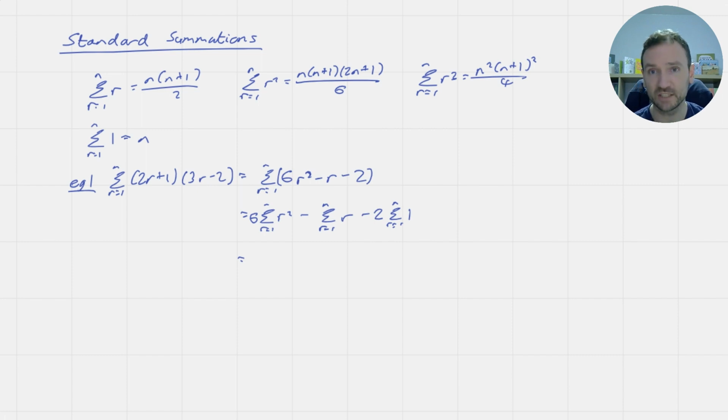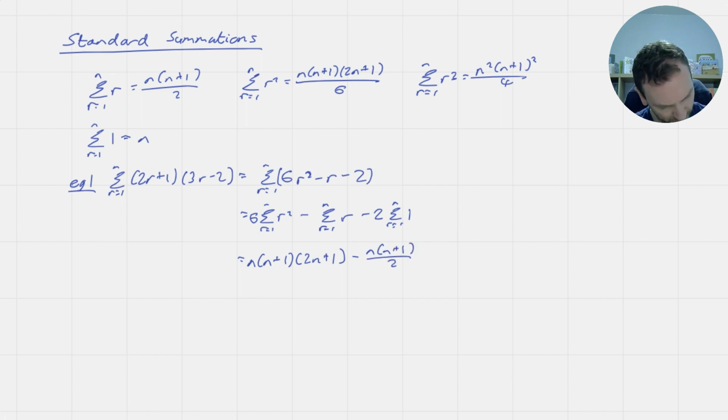So we're going to have 6 times... well, the sum from r equals 1 to n of r squared has an over 6 there, so we might as well simplify that straight away and say, well, it's 6 times that stuff over 6. So it's just going to be n plus 1, 2n plus 1. The second one, like I say, isn't going to be in your formula booklet. You absolutely need to know this off by heart. What is n plus 1 over 2.